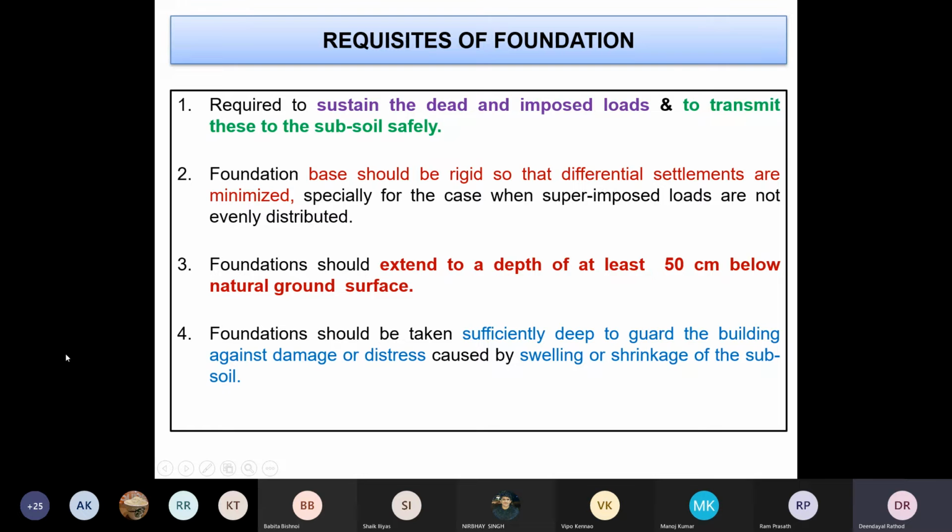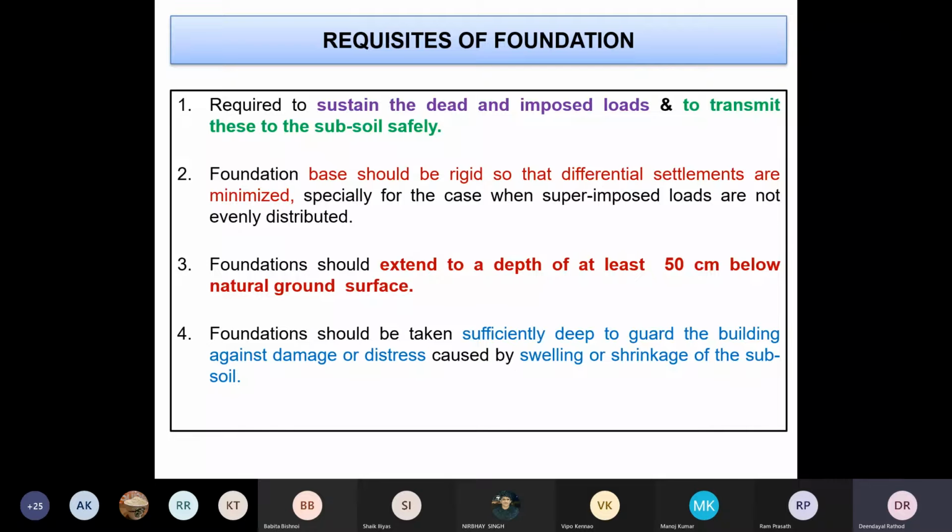So it requires to sustain the dead load, imposed load, and transmit load to the subsoil. Okay, and foundation base should be rigid so that differential settlements are minimized. So what happens, the foundation settles down. One foundation settles down more, and one foundation is very stable. In that case, you could see the differential settlement. Because of the differential settlement, you can observe 45 degree cracks in the buildings.